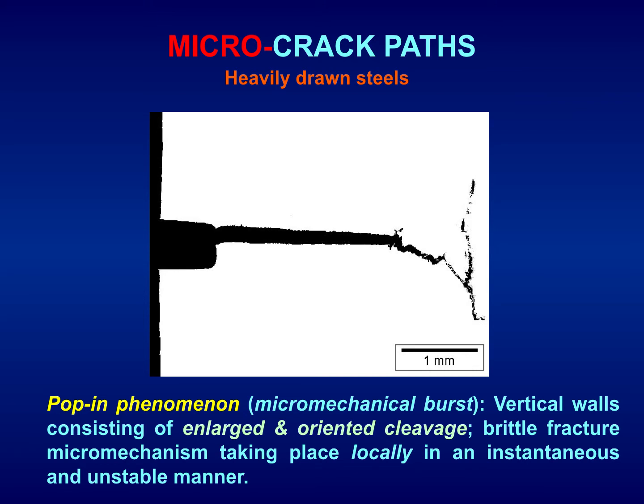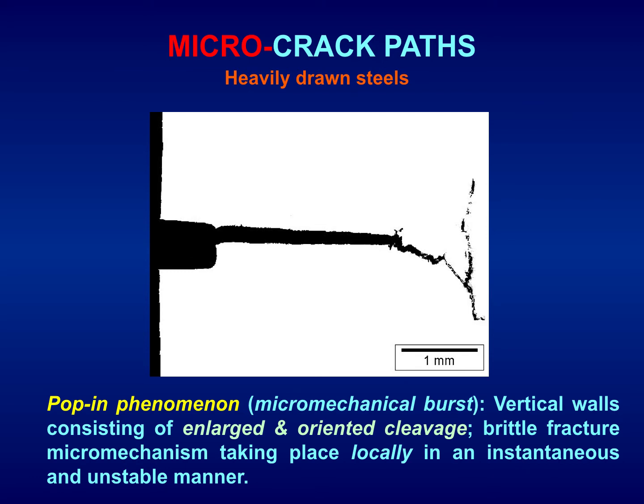We observe in the load displacement curve a pop-in phenomenon in the form of micromechanical bursts, and vertical walls consisting of enlarged and oriented cleavage appear in the fractographic analysis on the fracture surface. These vertical walls correspond to the propagation step with a deflection angle near 90 degrees. In addition, a brittle fracture mechanism takes place locally in an instantaneous and unstable manner.